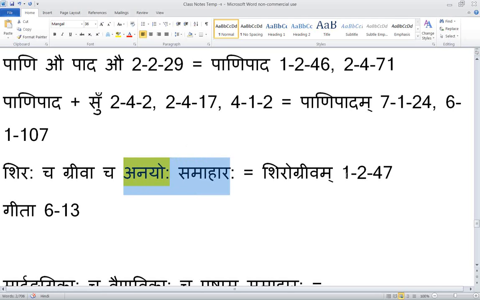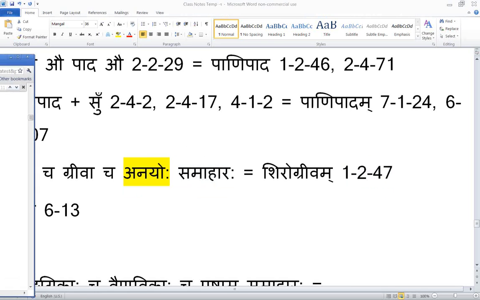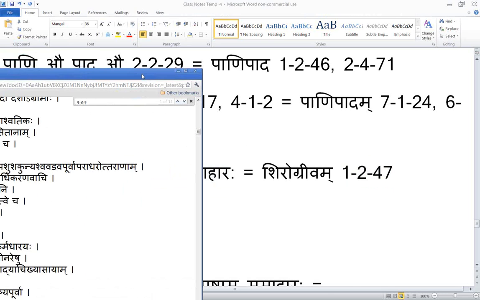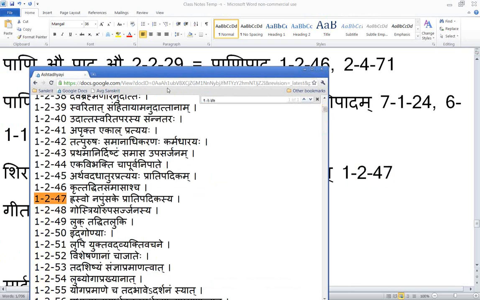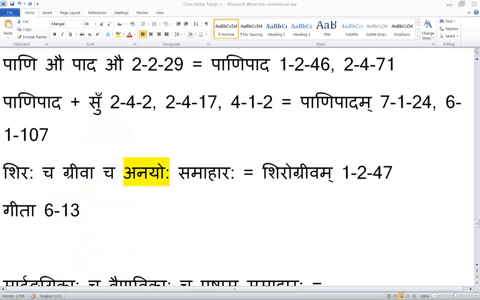And of course what is happening is hrasva napumsake pratipadikasya. I'm just revising last time, okay? Because it was a little bit fast last time and it's a confusing topic. So hrasva napumsake pratipadikasya. So make shiro grivam.